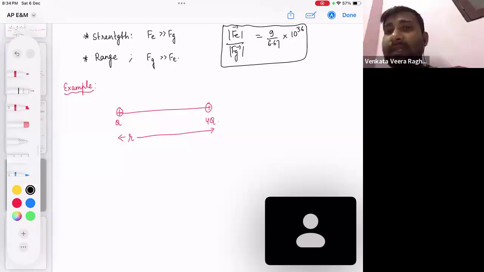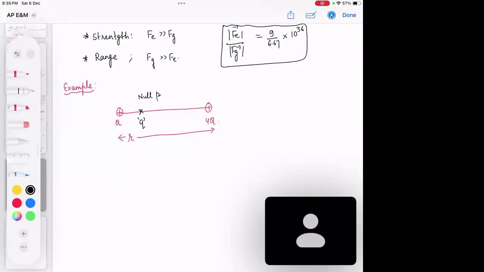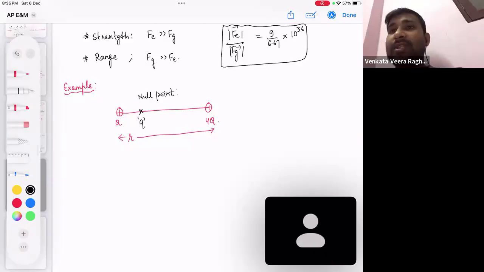Tell me why? Does it depend on the nature of the charged particle I'm going to keep there? No, it will not depend on the nature of the charged particle. Either you keep the positive charge there or you keep the negative charge there, it will be in equilibrium if I locate that point. And you know what that point is called? Important name: that point is called the null point.